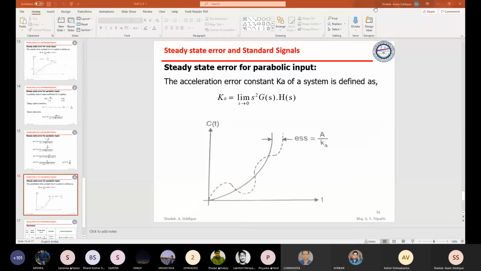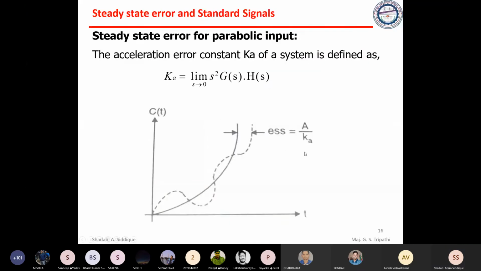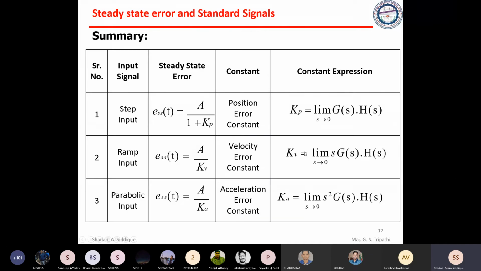Okay, see, then we will go through the summary of what we have studied till now. So this is the summary for steady state. This table is very important. You should remember the things given in the table. Otherwise, if you are asked to find the derivation, you can go through the derivation. That is a very simple derivation.